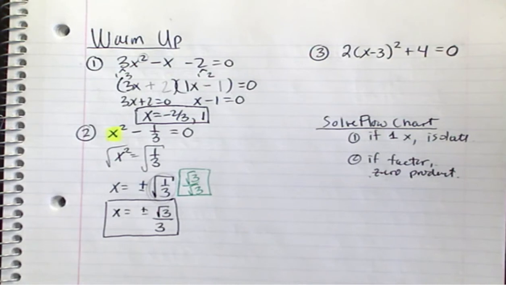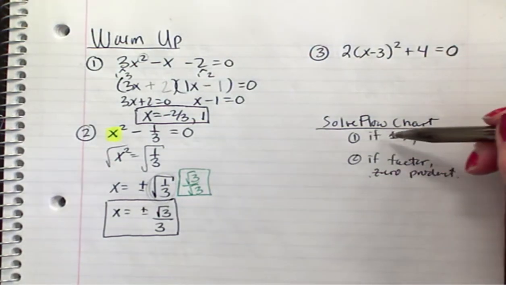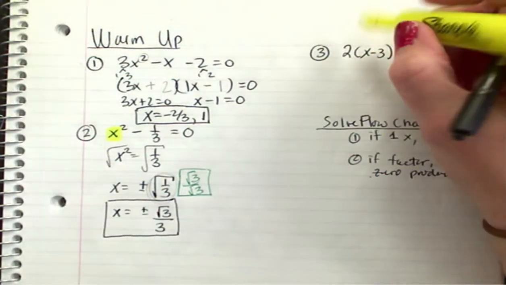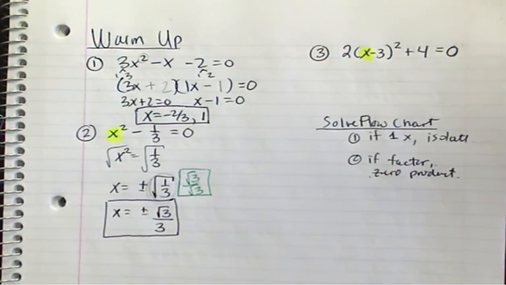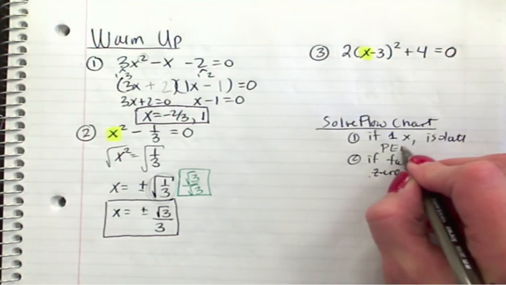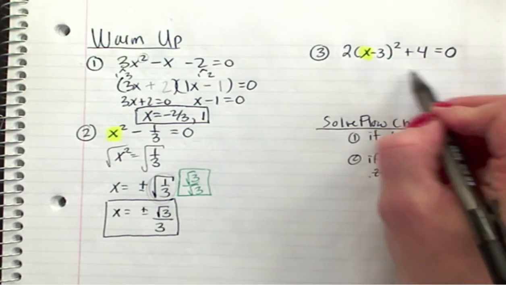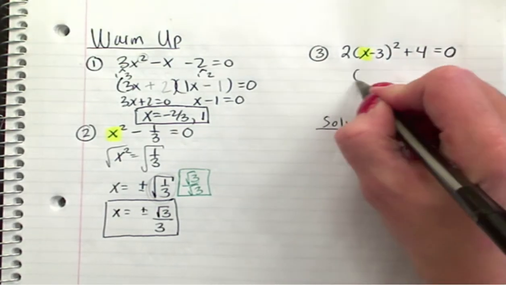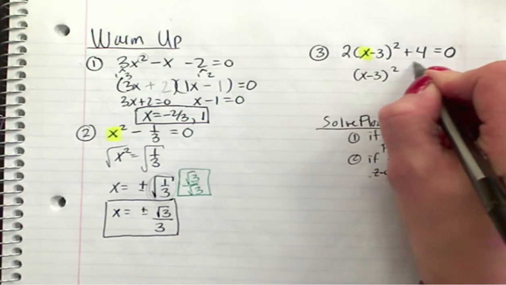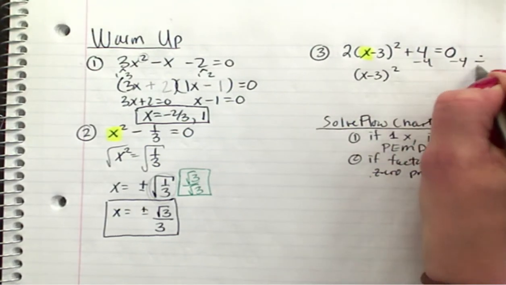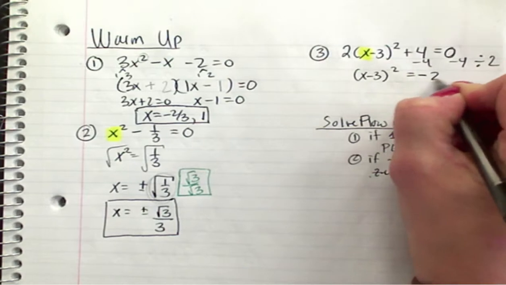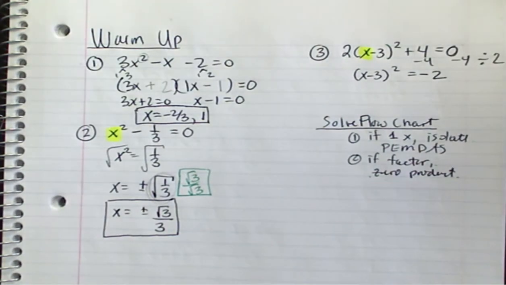Number 3. I see 1x, which is stuck here inside the parentheses, but that's the thing I'm trying to isolate. But it is stuck inside the parentheses with the square, which means you do PEMDAS, but you do it backwards. So I'm going to have to minus the 4 and divide the 2 first. First I minus 4, and then I divide by 2. So I get this on my way to isolating x.